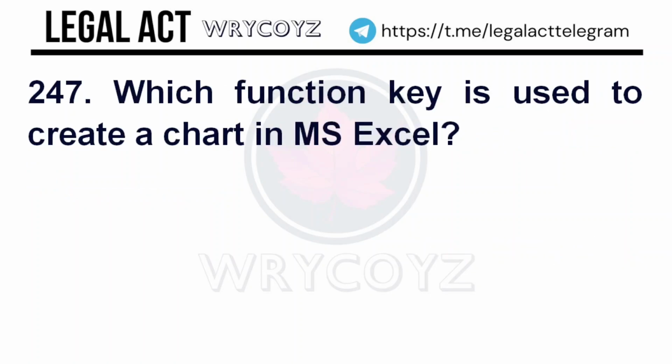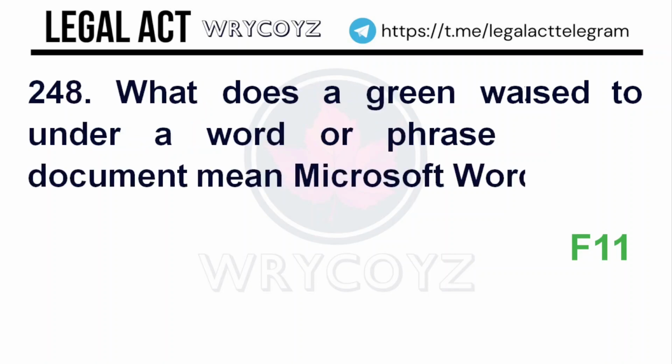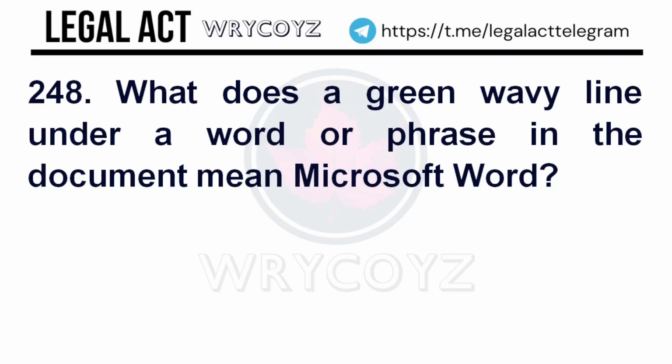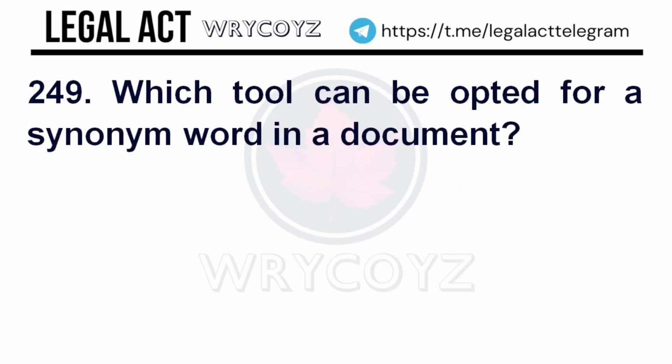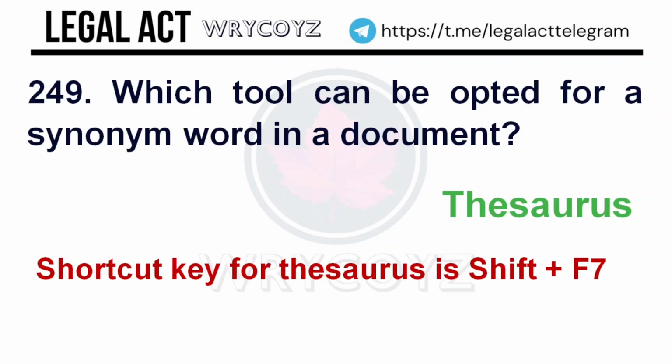247. Which function key is used to create a chart in MS Excel? The answer is F11. 248. What does a green wavy line under a word or phrase in the document mean in Microsoft Word? The answer is grammatical errors. 249. Which tool can be opted for a synonym word in a document? The answer is thesaurus. Shortcut key for thesaurus is Shift plus F7.